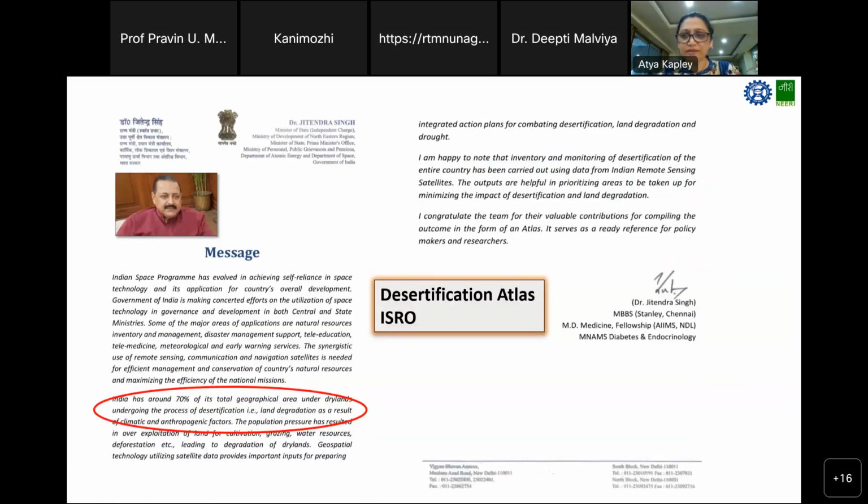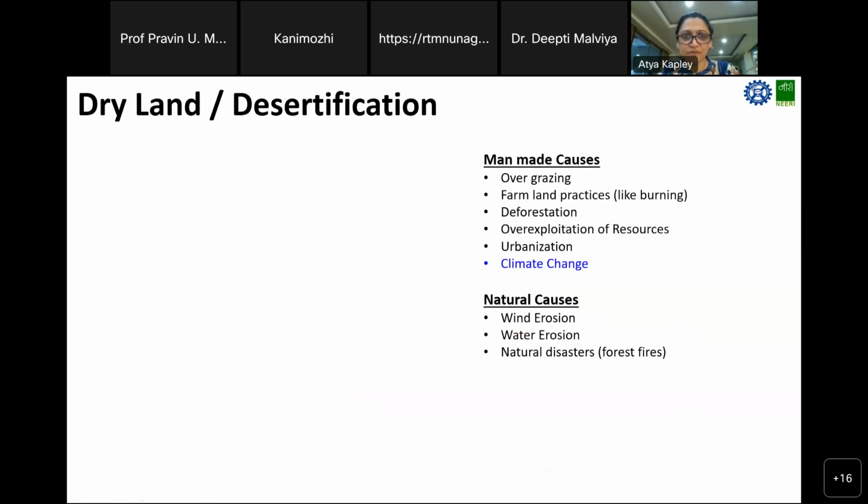There is also another kind of degraded land, like I said, desertification. A desertification atlas has been initiated by ISRO. When we look at the causes, we find that the majority of the causes are, of course, man-made. We have overgrazing. Wherever there are grasslands, if there is overgrazing, then there's going to be no grass left. Different farmland practices like burning, the stubble burning issue we read about every winter.